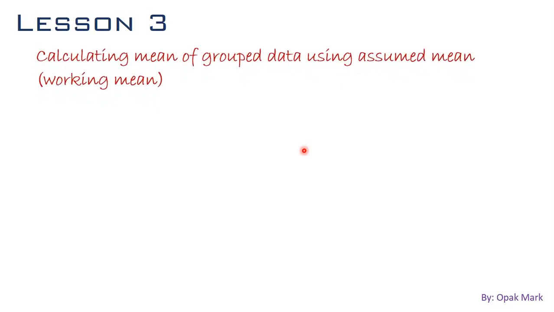In this lesson, we are going to be calculating the mean of grouped data using the assumed mean, or what we call the working mean. Here the assumed mean may be used to make the work easier and quicker, especially when finding the mean of a distribution where the values are large.